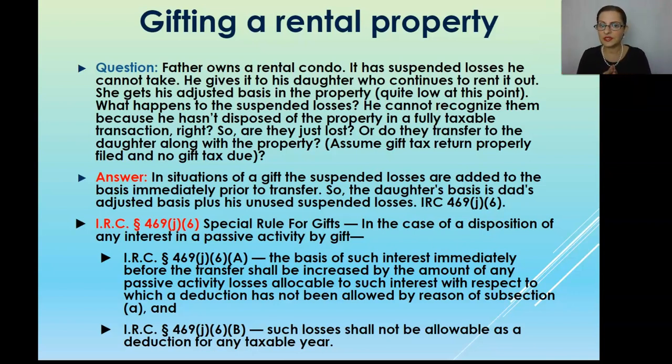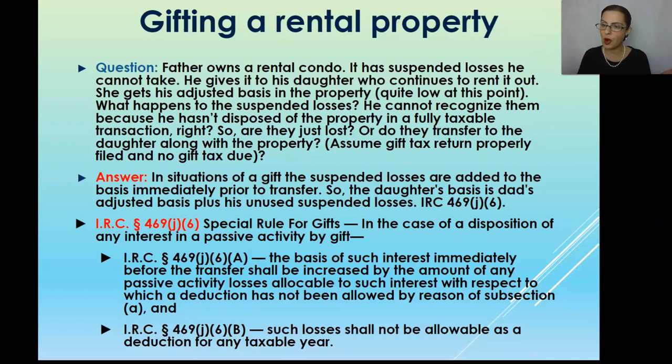So he gives the rental to his daughter, who continues to rent it out. She gets his adjusted basis in the property, which was quite low at this point. What happens to the suspended losses? He can't recognize them because he hasn't disposed of the property in a fully taxable transaction, right? What we talk about as accountants, when we talk about fully taxable transactions, means we are selling to a stranger.